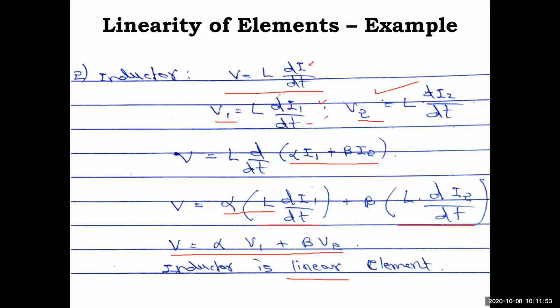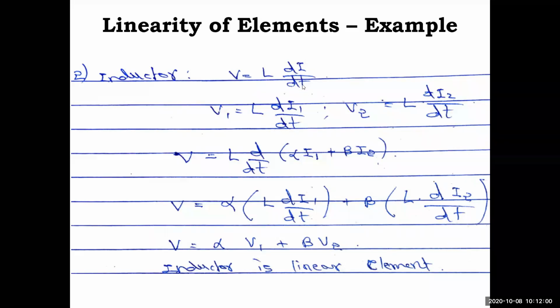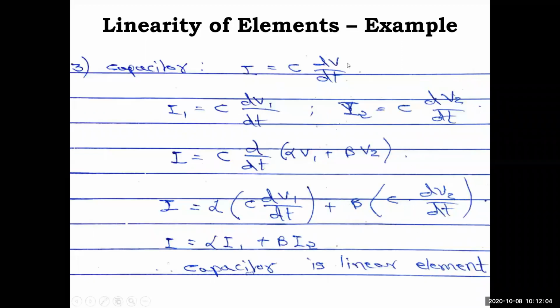Okay, the next element is the capacitor. In the same way, find the relation which gives the voltage and current relation in a capacitor: I is equal to C dV by dt. Again, capacitance is constant here, so I and V are changing. If you take two sets of currents here, I1 is equal to C dV1 by dt, and I2 is equal to C dV2 by dt.